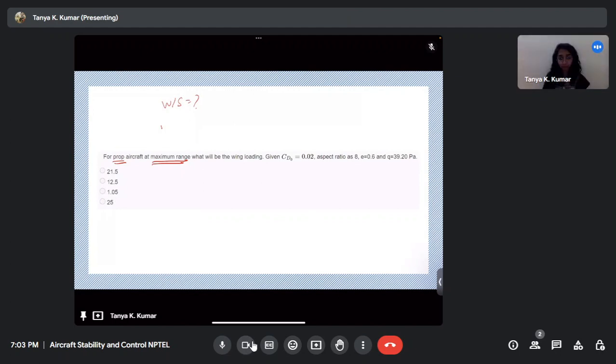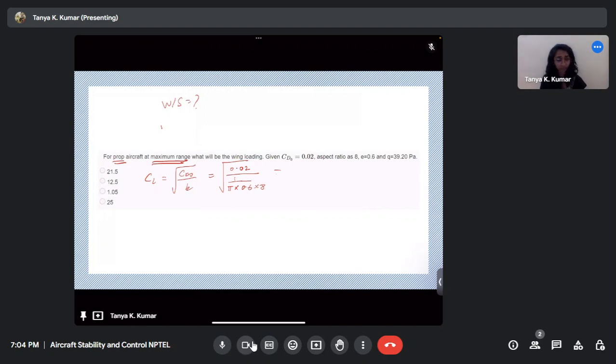Have you been able to do this? Okay, let's just do it together. For the maximum range condition for a propeller aircraft, what is CL? We had seen this in the couple of lectures right in the beginning, right? So it is root of CD naught by K. So what will it be here? It will be root of 0.02 by K, where K is 1 by pi e AR. What is this value?